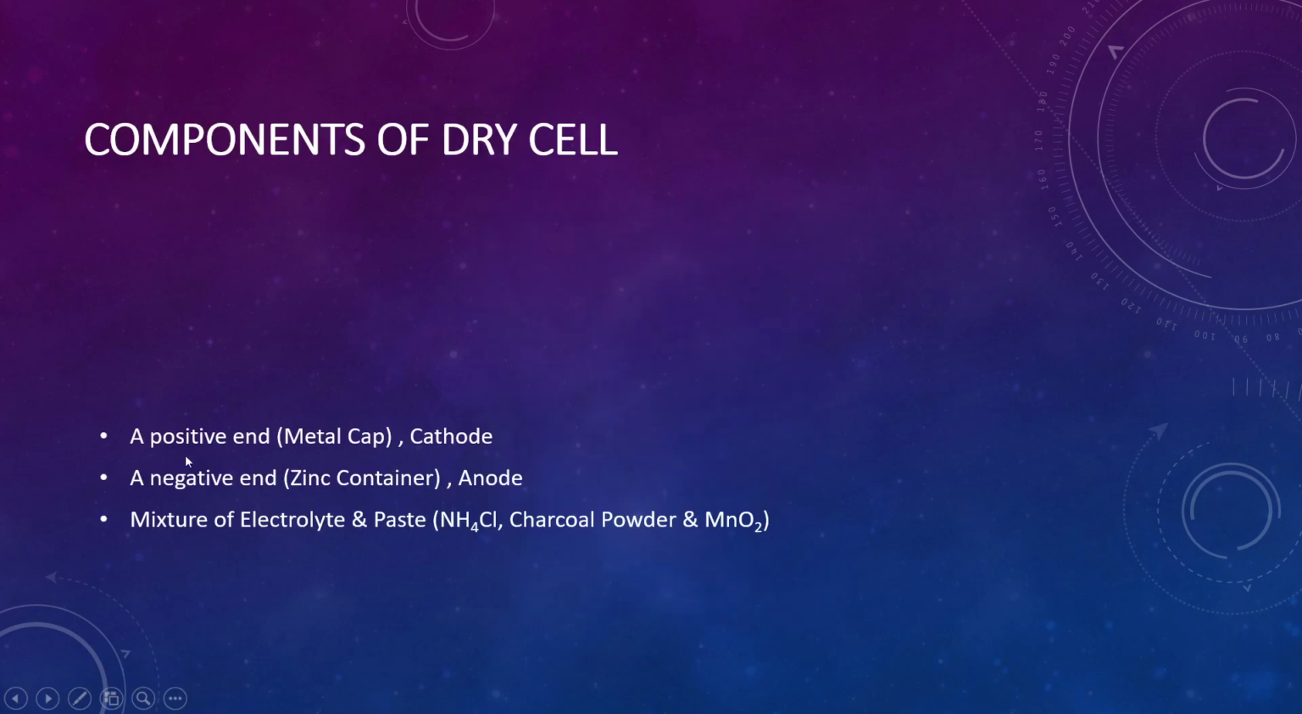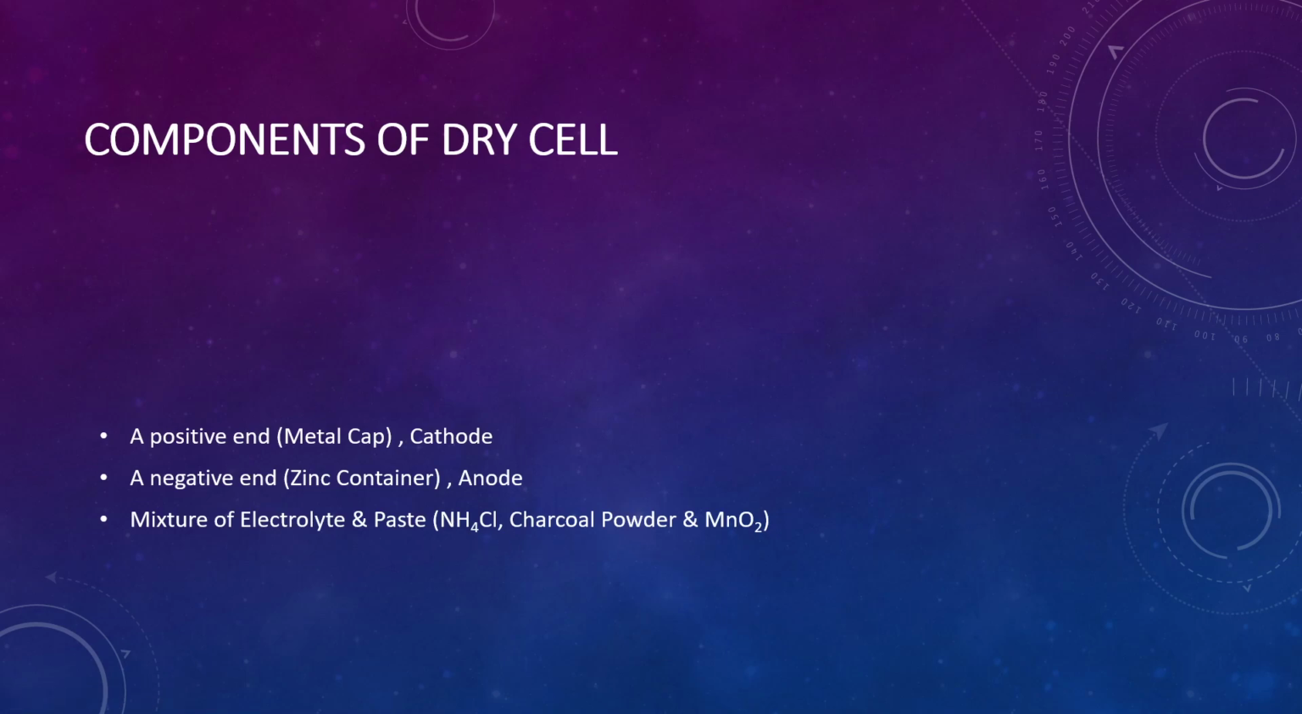Components of a dry cell: a positive end, the metal cap, which acts as the cathode; a negative end, the zinc container, which is called the anode; and a mixture of electrolyte and paste: ammonium chloride, charcoal powder and manganese dioxide. These are the components of a dry cell. Please take a closer look: a positive end, a negative end, and a mixture of electrolyte and paste.